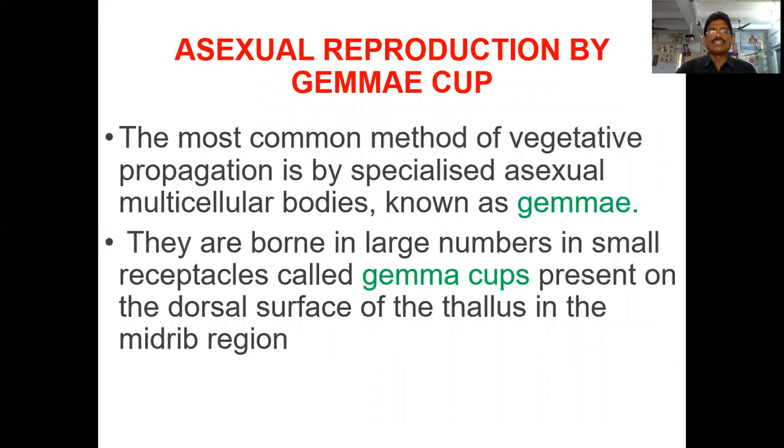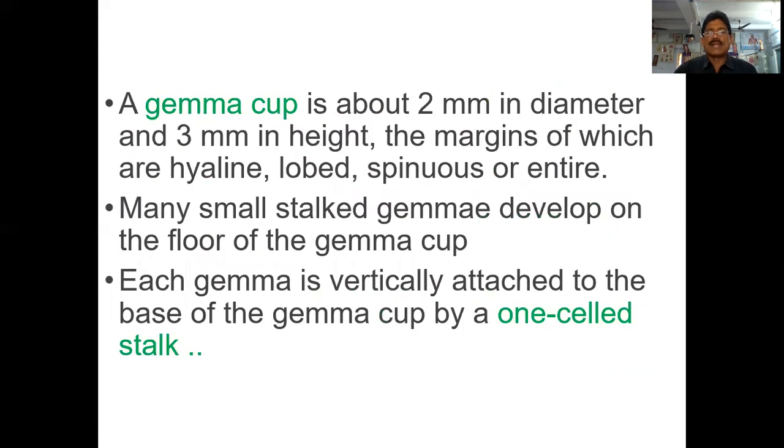The most common method of vegetative propagation is by special asexual multicellular bodies known as gemmae, borne in gemma cups. They are located on the dorsal surface of the thallus. They are born in large numbers in small receptacles called gemma cups present on the dorsal surface of the thallus in the mid region. A gemma cup is about 2 millimeters in diameter and 3 millimeters in height, and its margins have hyaline, lobed spines.